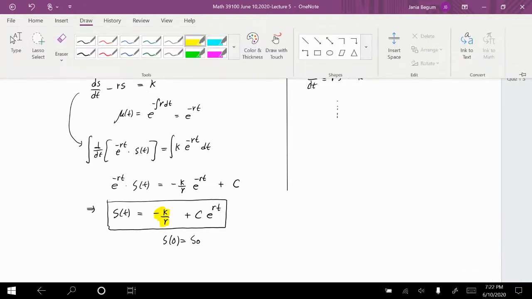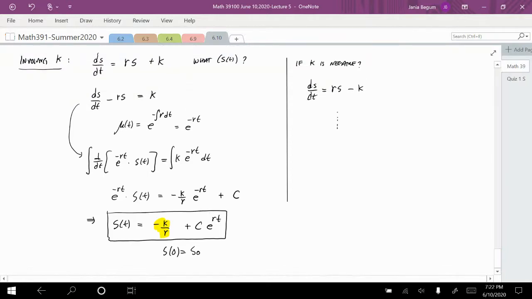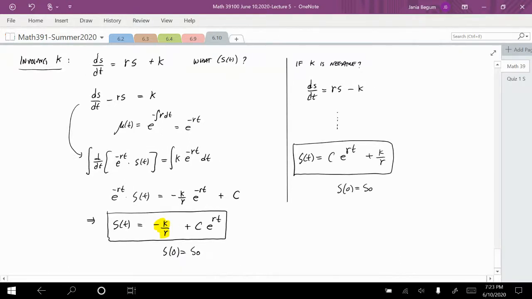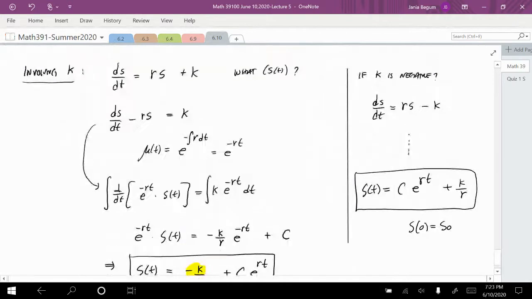So again, if you want to memorize it, you can memorize it, but I would say don't memorize it, just derive it. It's not hard to derive. It'll just take you an extra maybe 30 seconds or 60 seconds. You'll have s of t to be c times e to the rt plus k over r. And then you plug in initial condition s of 0 is equal to s naught. You'll find what is c. So that will be your formula if k is negative, and the left side box will represent the solution if your k is positive.